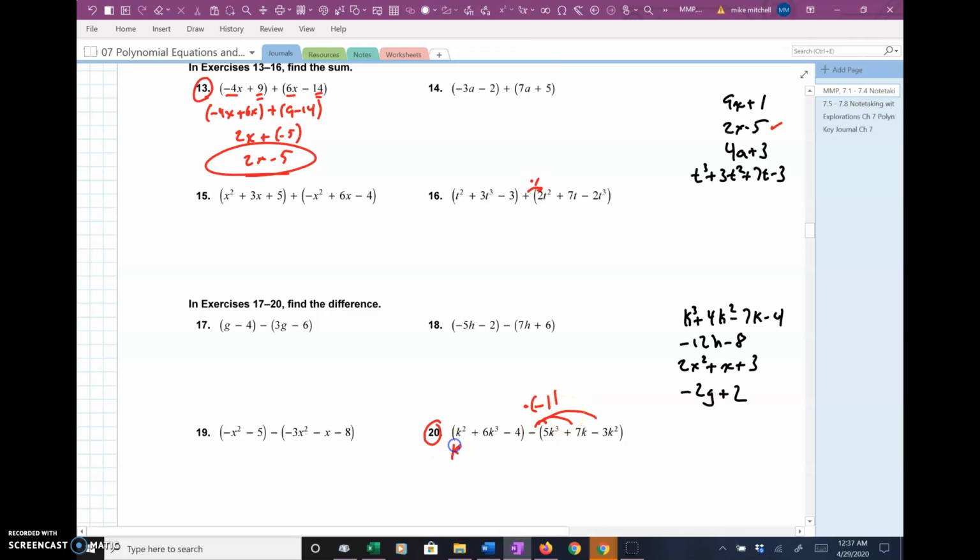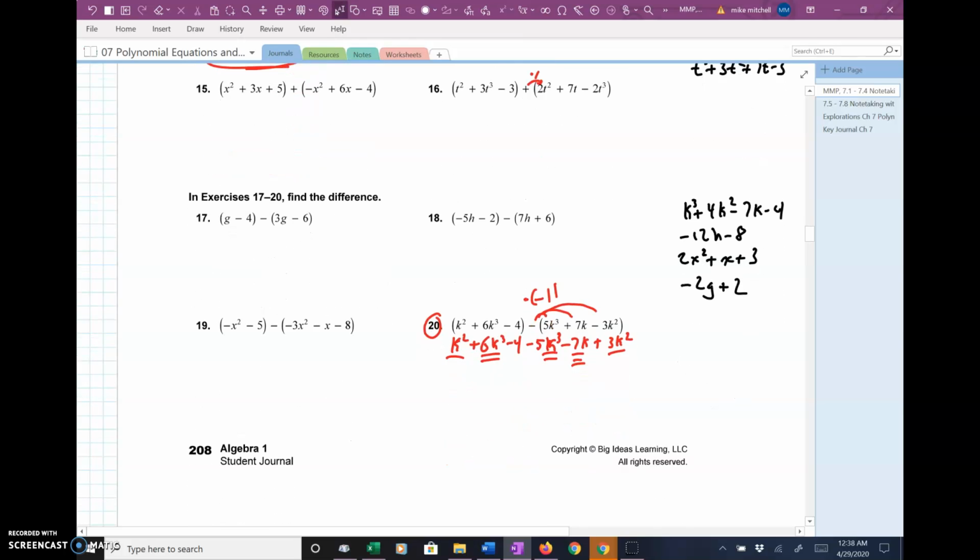So I'm going to have k squared plus 6k cubed minus 4, and then minus 5k cubed. I'm writing really poorly here, sorry. Opposite of a negative, that's minus 7k. Minus a negative, or minus a minus, is going to be plus 3k squared. So I got k squared with the k squared, k cubed with the k cubed, that's the 2 underlines. The 4 and the 7k, those don't go together because the 4 doesn't have a k.